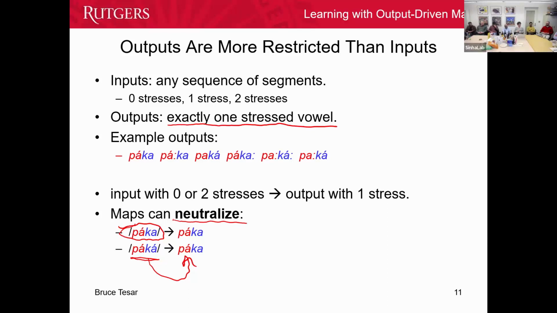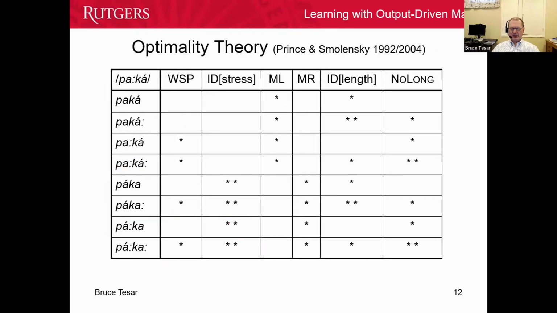So the formal structure governing the map, that is the function that maps inputs to outputs, is what's known as optimality theory. This is going to be my compressed one-slide introduction to optimality theory. In optimality theory, if you're given a particular input, the theory maps that input to a space of possible outputs. In fact, you'll notice here I've listed essentially all of the outputs, all 8 possibilities.